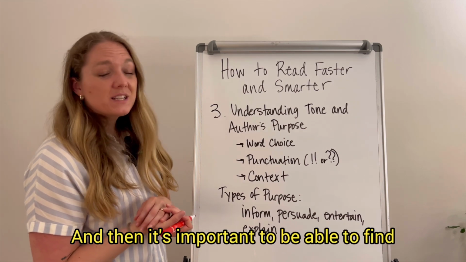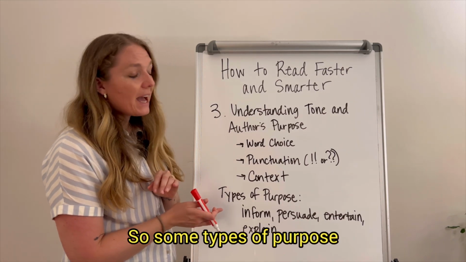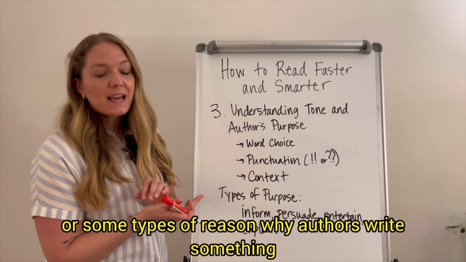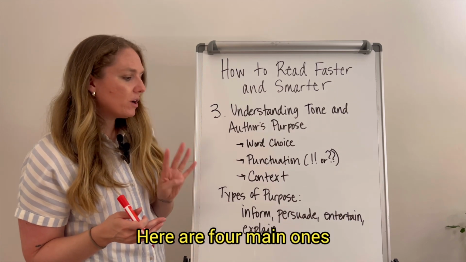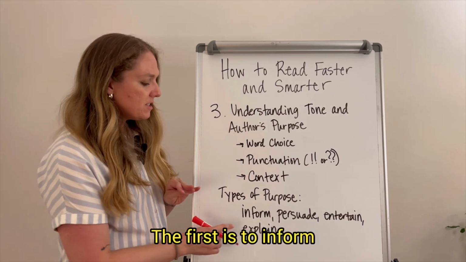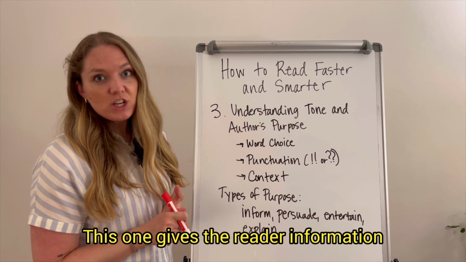And then it's important to be able to find the author's purpose. So some types of purpose, or some types of reasons why authors write something. Here are 4 main ones. The first is to inform. This one gives the reader information.